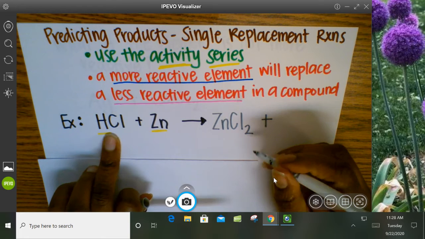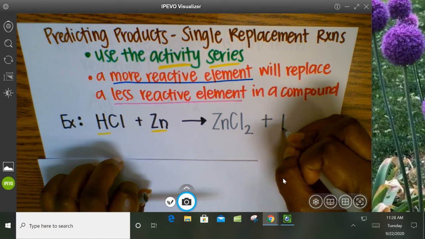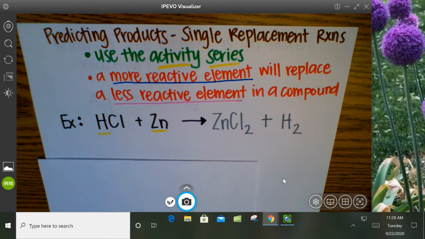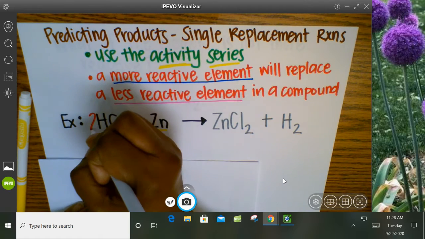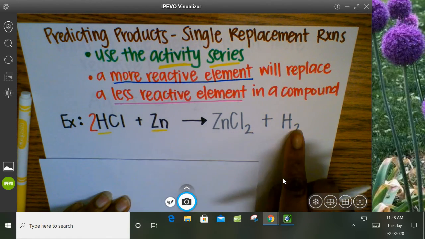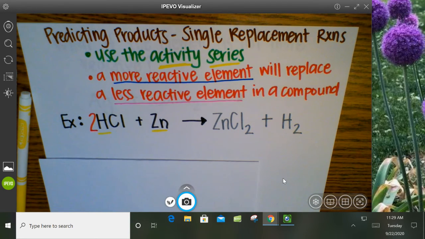Hydrogen, if you remember, is one of the 7 diatomic elements. So when hydrogen is by itself, it is H2. All right, and so the last thing we need to do is balance our equation. Okay, and if I put a 2 in front of the HCl, my equation's balanced because I have 2 hydrogens, 2 chlorines over here, 2 hydrogens, 2 chlorines over here.